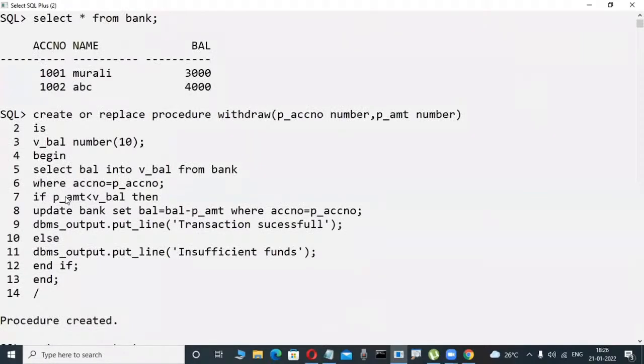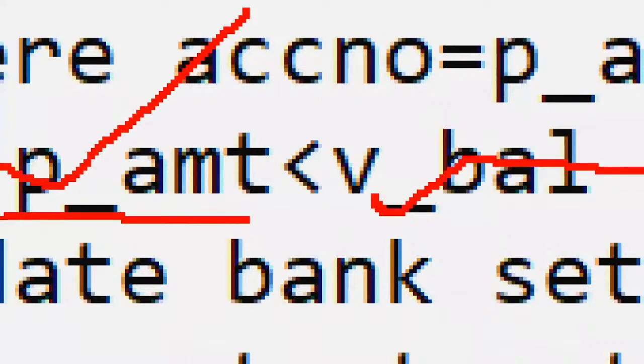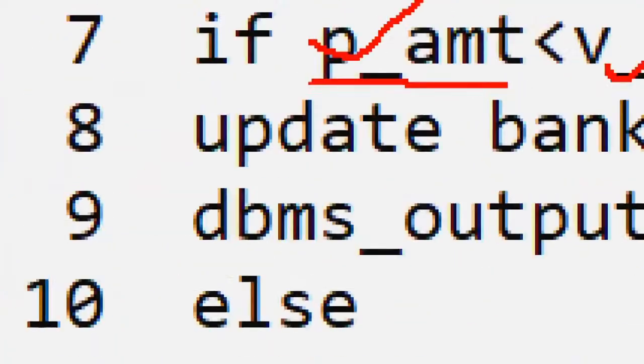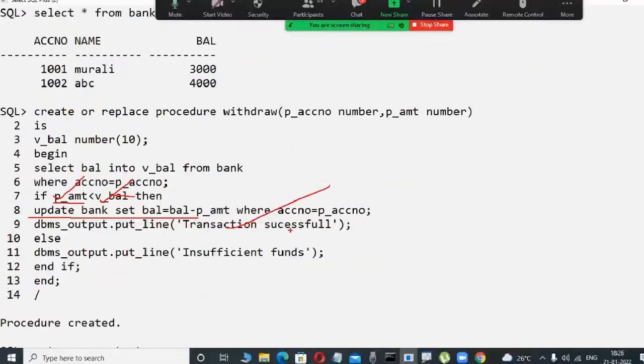So whenever your passed amount, 2,000, is less than the available balance, in this case 3,000, here this 2,000 is less than the 3,000. I am updating the bank table only. Bank updating means modifying that one. Just transaction is successful. Now, is it really correct?